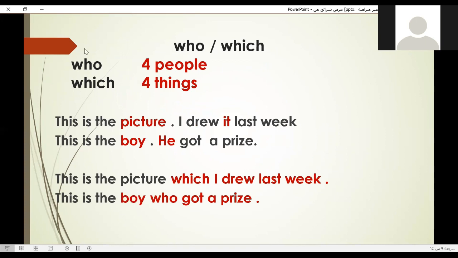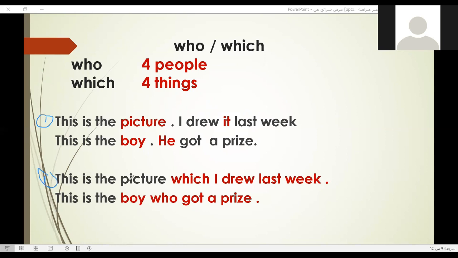Now here we have the relative pronouns who or which. We use who for people and which for things. For example, this is the picture. I drew it last week. So notice that this is number 1. Can you read it again? We have 2 sentences here. This is the picture. I drew it last week. So can you read it? How did we link them together?